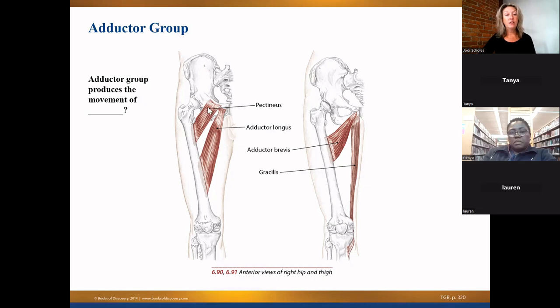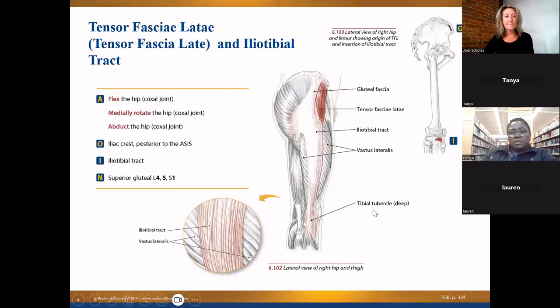So we've got the longus, we've got the pectineus, we've got the adductor brevis. And here's the gracilis. So just to be familiar with those names, that they're adductors and the movements that they produce. All right. Little recap on the TFL. Lovely little area to work, tensor fasciae latae and the iliotibial tract.